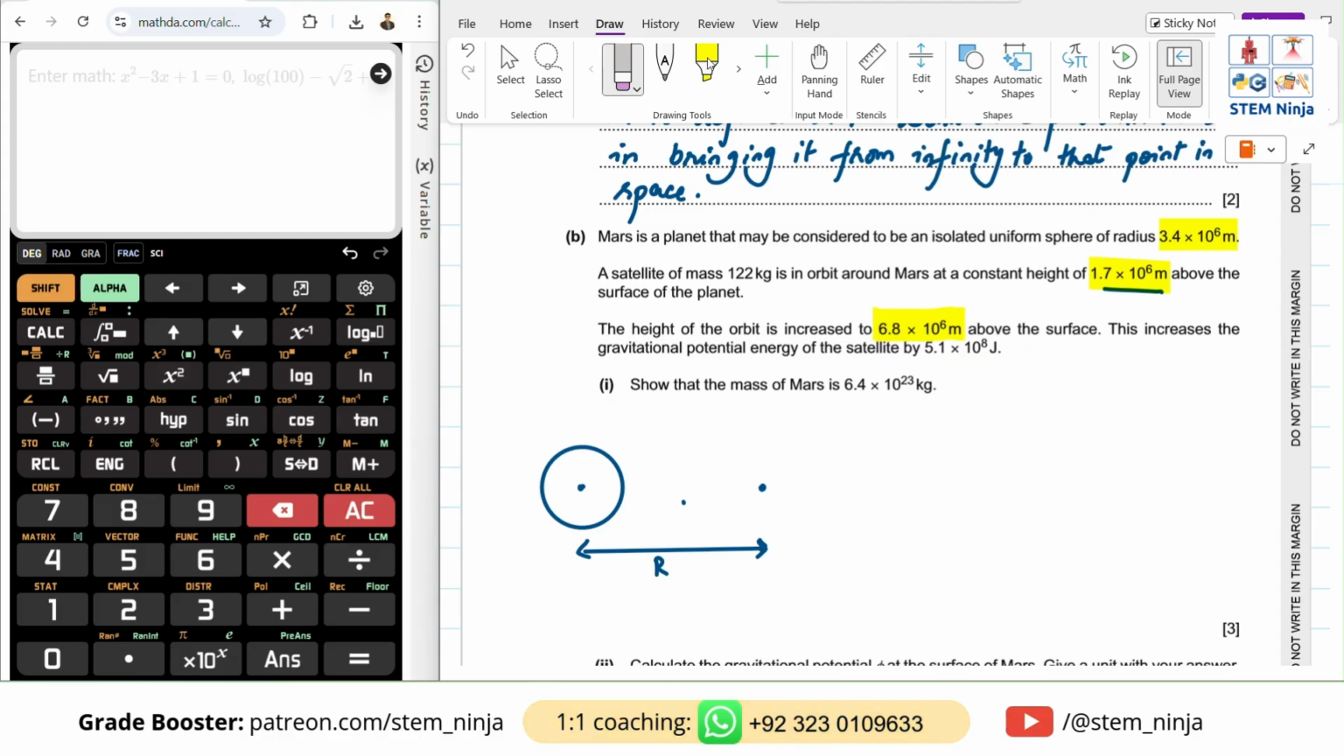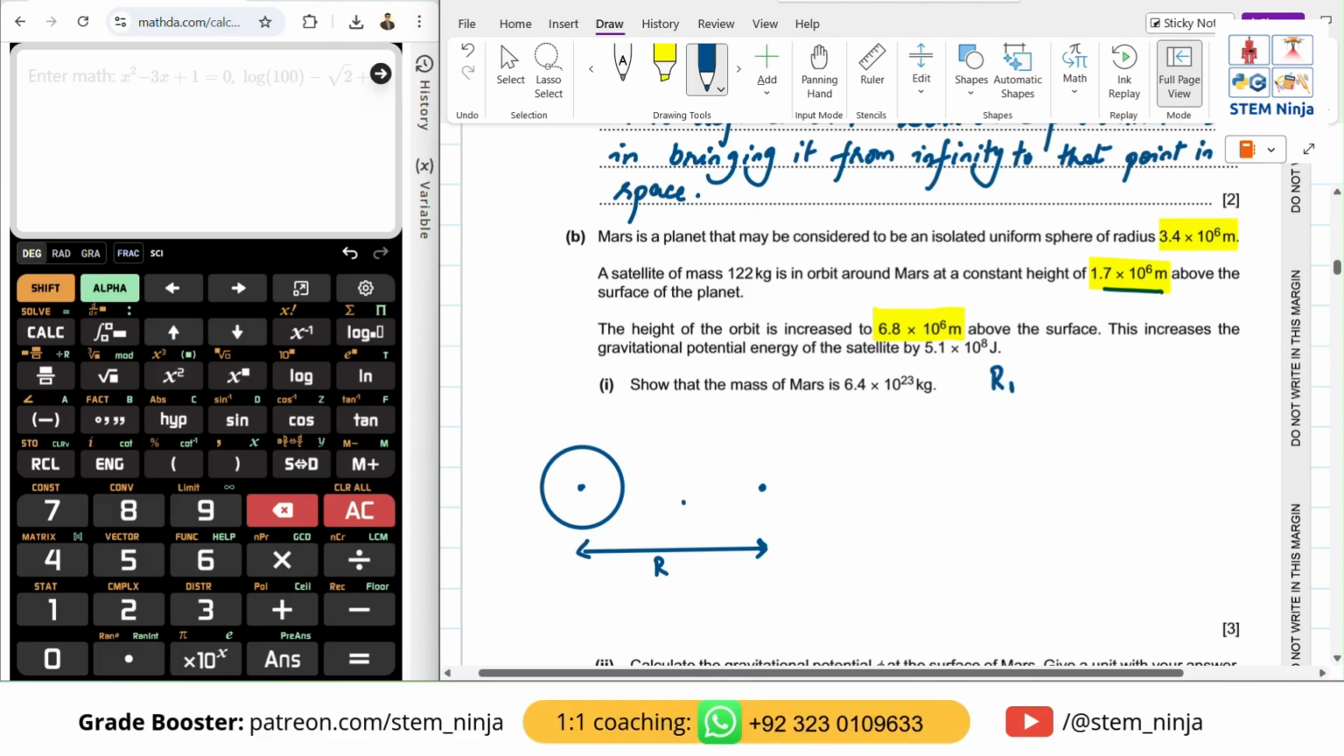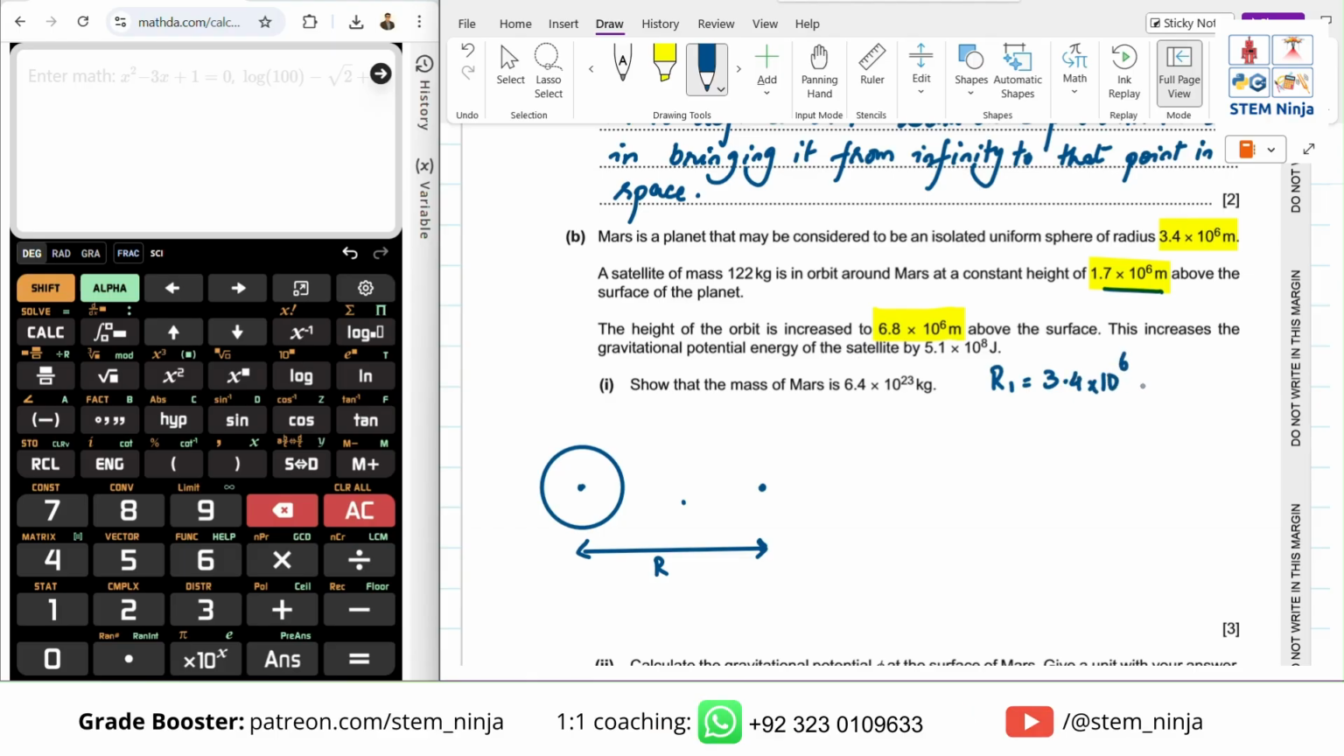So first off, we need to know the R before. Let's say R1. R1 is 3.4 × 10^6 plus 1.7 × 10^6. Then R2 is R1, oh sorry, increased to this. So from the radius 3.4 × 10^6 plus 6.8 × 10^6 meters.